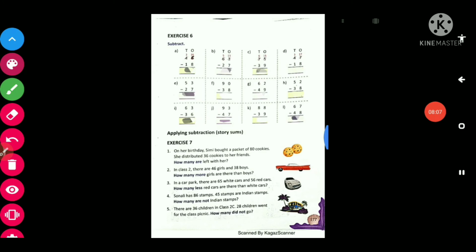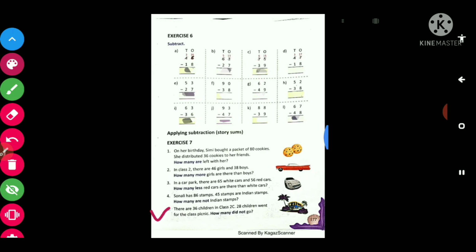Now see the last question. Question number 5. There are 36 children in class 2C. 28 children went for the class picnic. How many did not go? So a total of 36 children are there, and from the 36 children 28 went for the picnic, right? Now how many children didn't go for the picnic? That one we have to find.